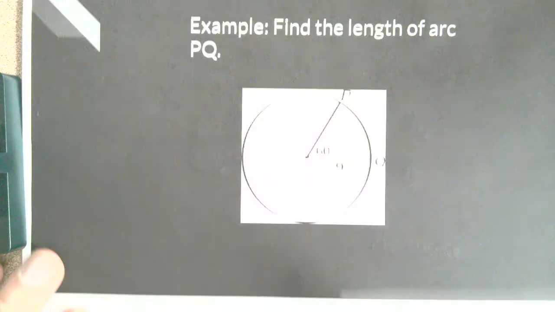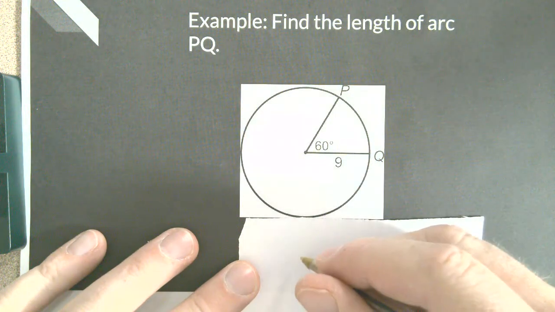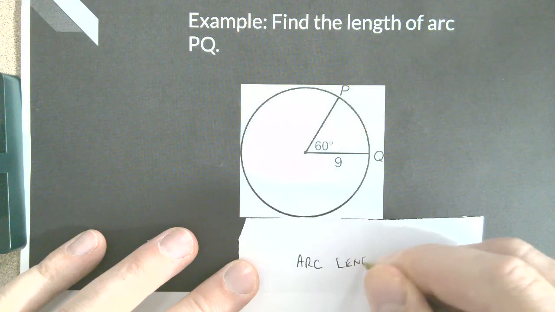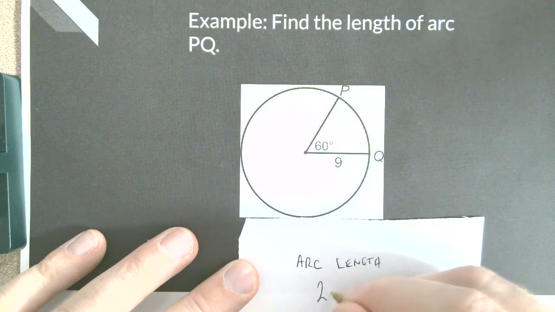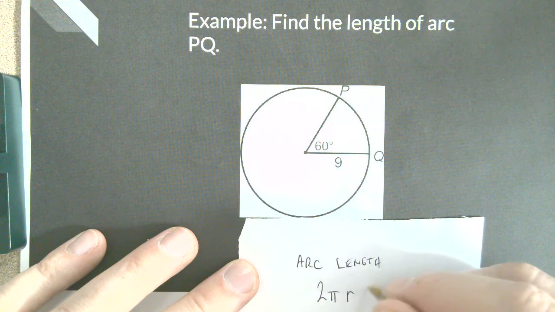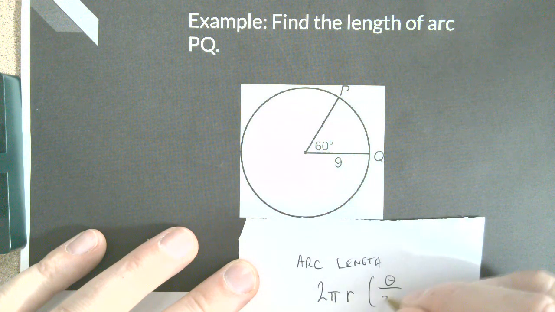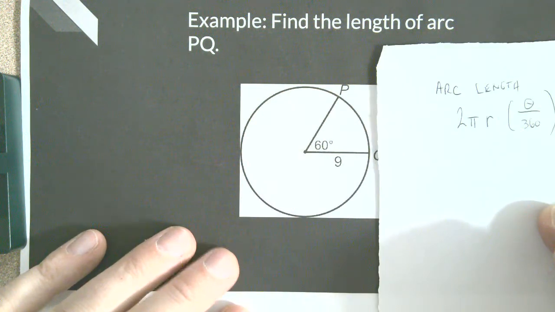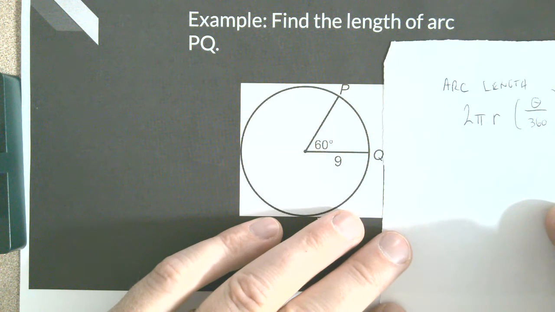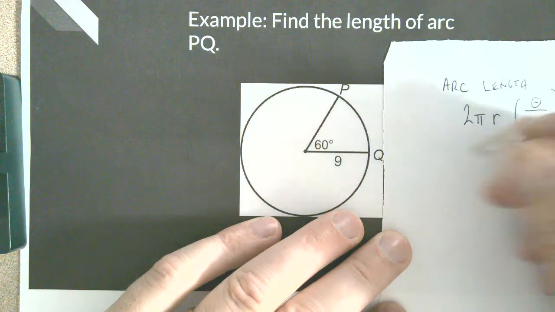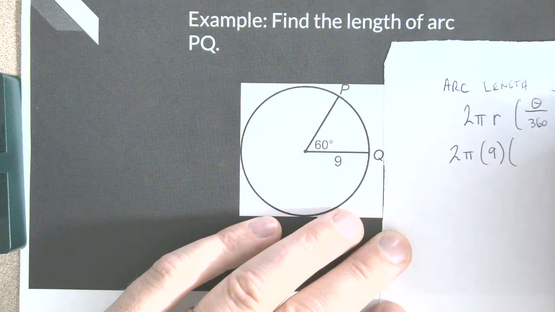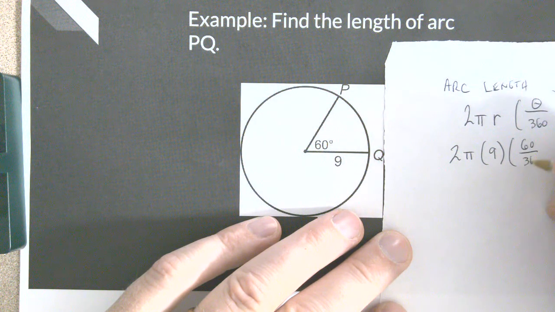If we go to our formula, arc length is 2 pi times the radius times theta over 360. Let's fill in what we know. What's the radius? Radius is 9, so 2 times pi times 9. What's our angle measure? 60 over 360.